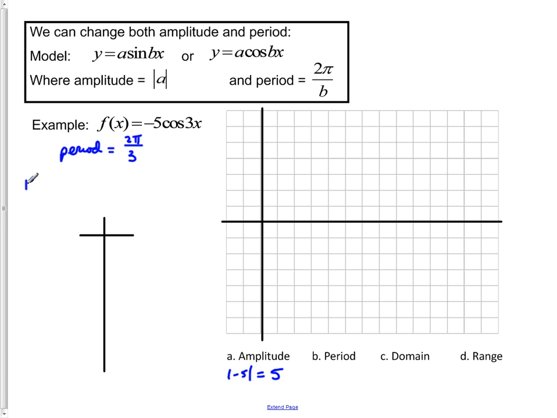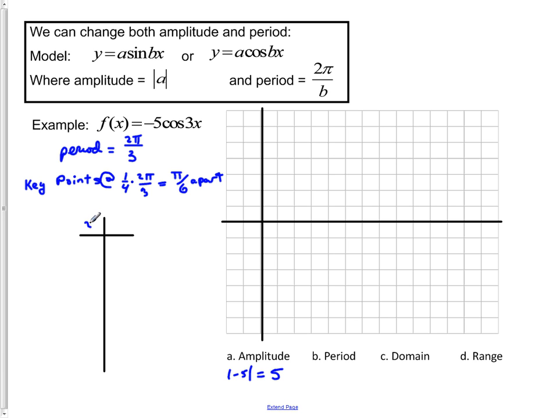But I am going to need some key points along my x-axis in order to help me map these points. So my key points have to be at 1/4 of the period apart. So at 1/4 times 2 pi over 3. So let's reduce that down. That would be 2 pi over 12, but that's going to reduce down to pi over 6. So each of my key points are going to be pi over 6 apart from one another.